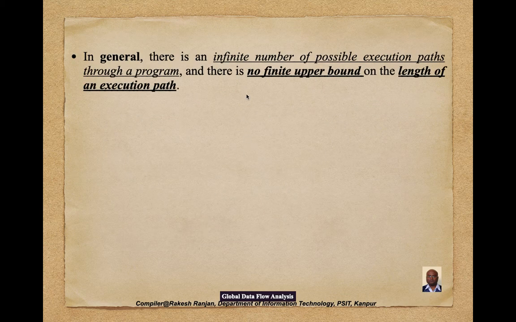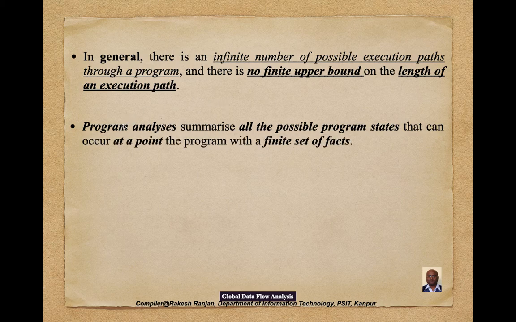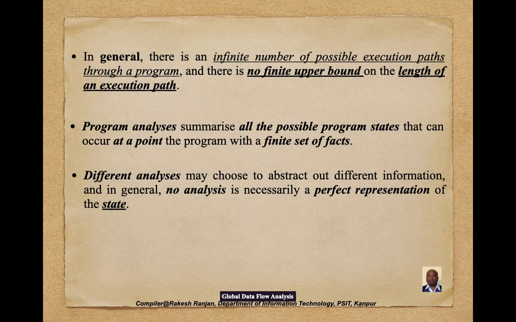In general, there is an infinite number of possible execution paths through a program, and there is no finite upper bound on the length of an execution. Program analysis summarizes all the possible program states that can occur at a point in the program with a finite set of facts. Different analyses may choose to abstract out different information. In general, no analysis is necessarily a perfect representation of the state.